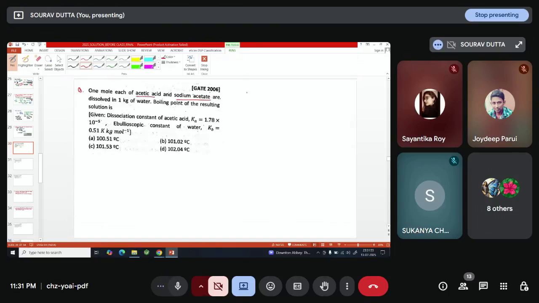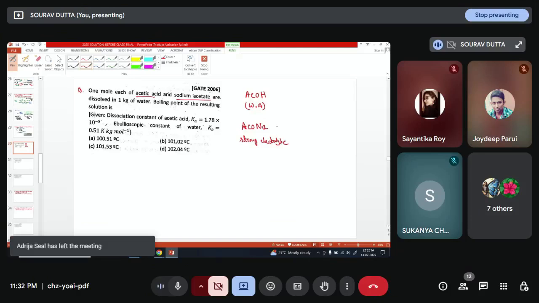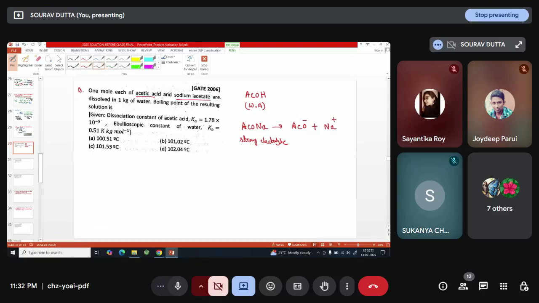Okay, acetic acid we all know is a weak acid, a weak electrolyte, but sodium acetate is a strong electrolyte, so it can dissociate as acetate and Na plus. So if you take 1 mole sodium acetate, that will form 1 mole acetate and 1 mole Na plus.